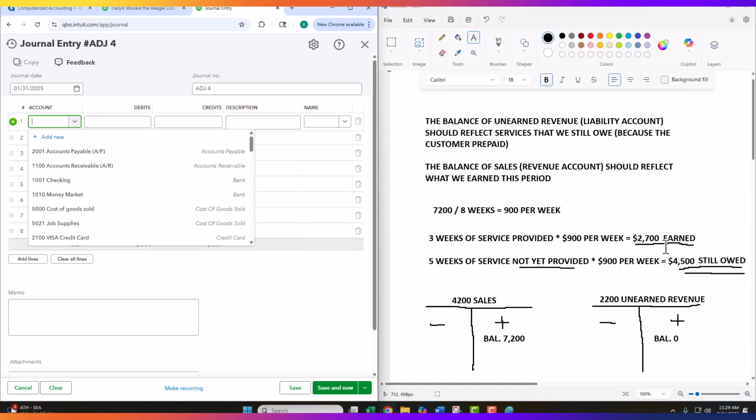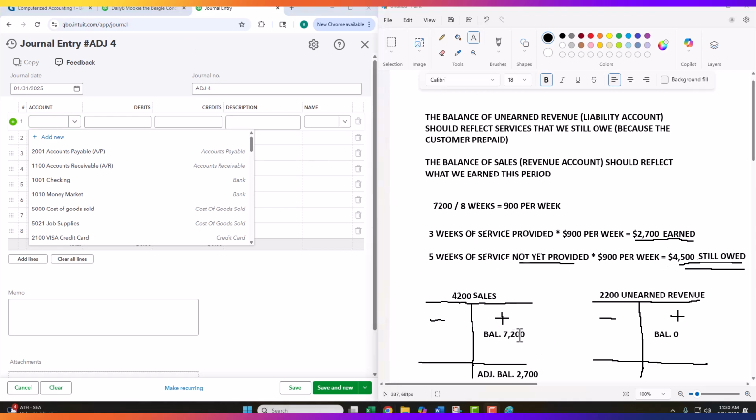with this visualization through the T account. All right, so the math that we did earlier, we said that we provided 3 weeks worth of service and that's worth $2,700. Well, a revenue account, the 4,200 sales account, should reflect what we earned. So that's what the adjusted balance should be. Once we throw that into our T account, we can see that, oh, the account has an overstated balance currently. The balance right now is 7,200. I want the balance to be 2,700. So in my calculator, I take the difference between the two amounts and I see, oh, I need to subtract 4,500 from the sales account so that its balance reflects what was actually earned this period.